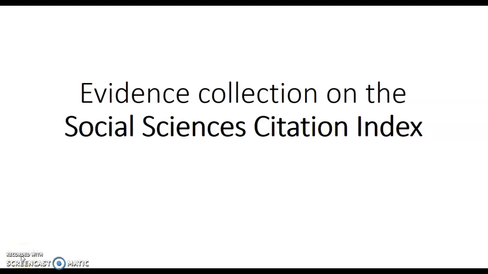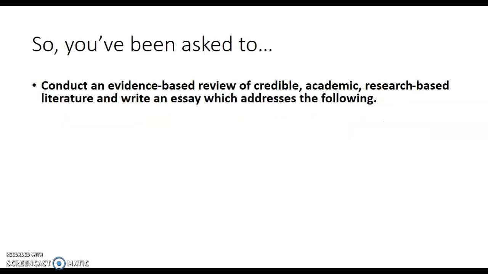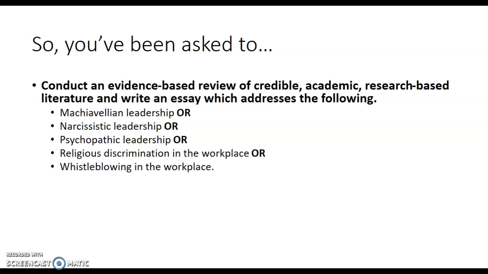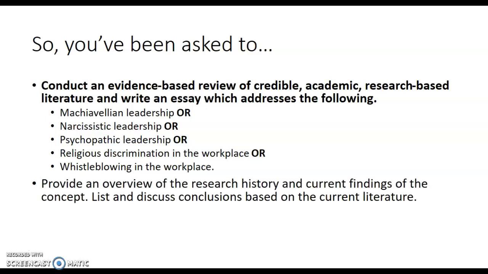So this is a video resource on how to do evidence collection on the Social Sciences Citation Index, which is probably the highest quality citation index in the whole field of the social sciences in the world. So say you've been asked to conduct an evidence-based literature review of academic research-based papers on topics like Machiavellian leadership, narcissistic leadership, or psychopathic leadership, or even religious discrimination in the workplace, whistleblowing in the workplace. I'm putting those in there because I want to give a few examples for how this might actually be done.